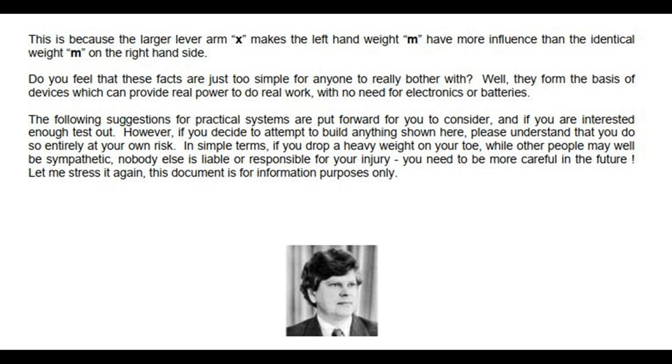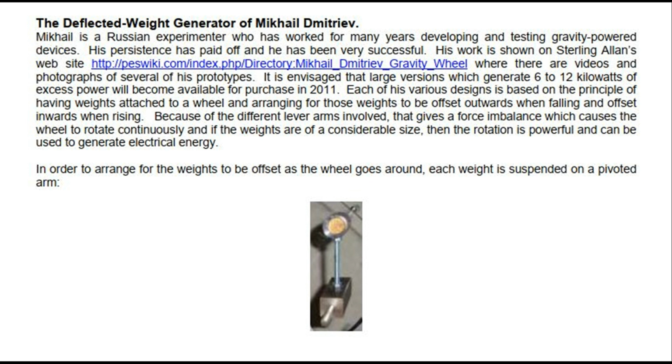The deflected weight generator of Mikhail Dmitriev. Mikhail is a Russian experimenter who has worked for many years developing and testing gravity-powered devices. His persistence has paid off and he has been very successful. His work is shown on Sterling Allen's website, http://pyswiki.com/index.php/directory:/Mikhail_Dmitriev_gravity_wheel, where there are videos and photographs of several of his prototypes.